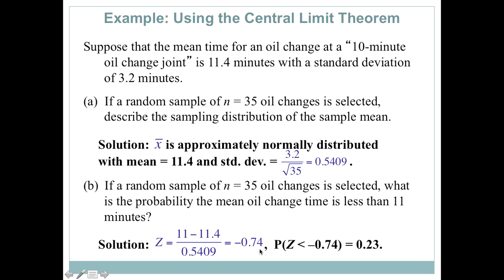Now I'm confident that at this point you can all find the probabilities. You can either use StatCrunch like I had mentioned, using the stat calculator's normal. This is exactly the same as it was a couple of slides ago. Or you can use your normal tables and look up negative 0.74. Since this one wants less than, once you look it up on the table, you don't have to do any subtracting. So we just get a probability of about 0.23, so about a 23% chance that if we take a random sample of 35 oil changes, the mean oil change time would be less than 11 minutes.